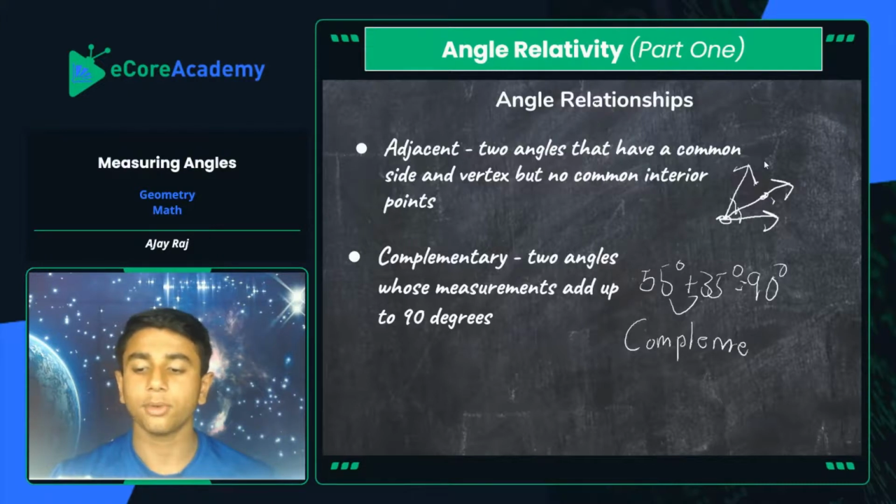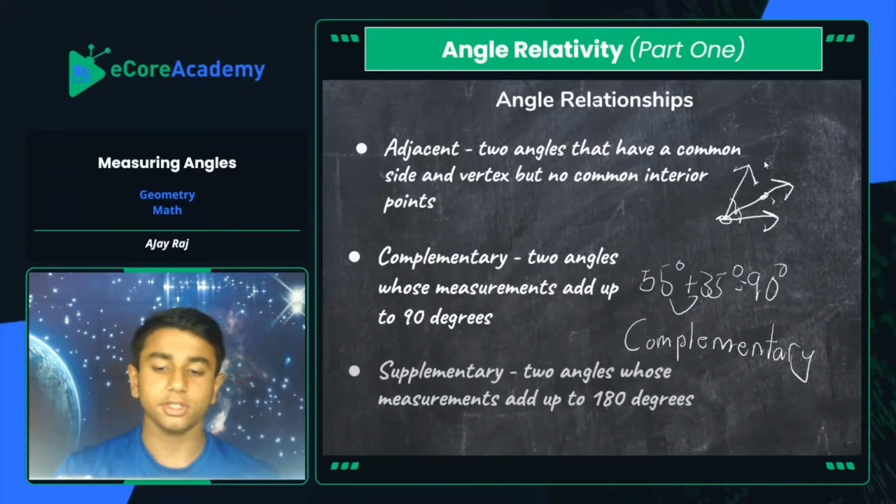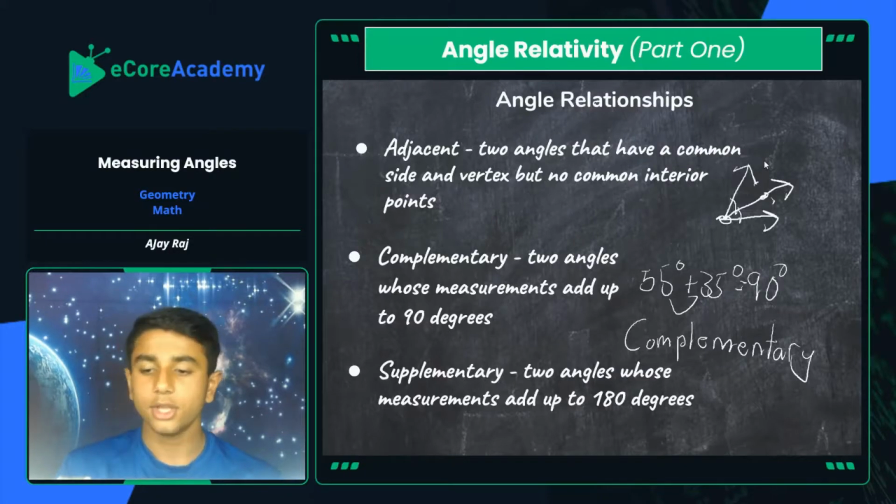And now we're going to have another final relationship that's very similar to that, and that's basically supplementary angles, which is two angles whose measurements add up to 180 degrees. So rather than two angles that are adding to 90 degrees, it's just going to be double that, 180.